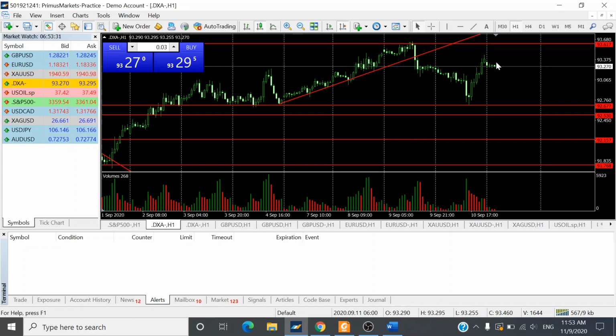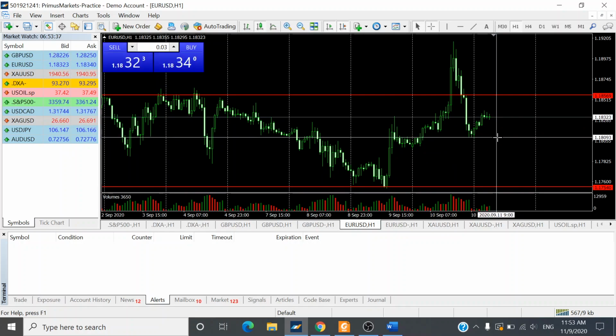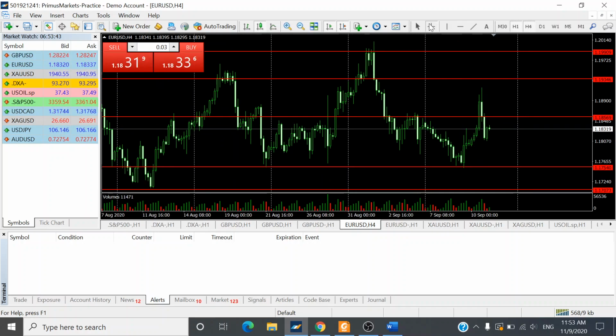So if the US dollar were to strengthen, we could see the euro dollar coming back down to these support levels of 1.1808, which is about 25 pips to the downside. If the move down for the euro dollar is stronger, then it could come down to test these support levels again at 1.1753, which is about 80 pips to the downside.